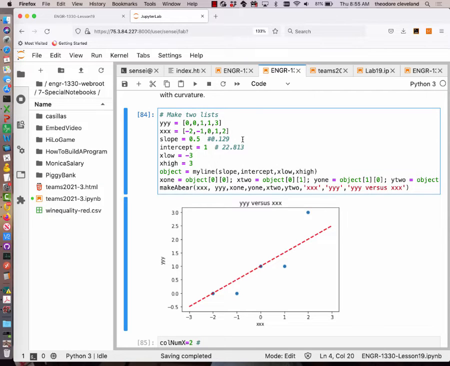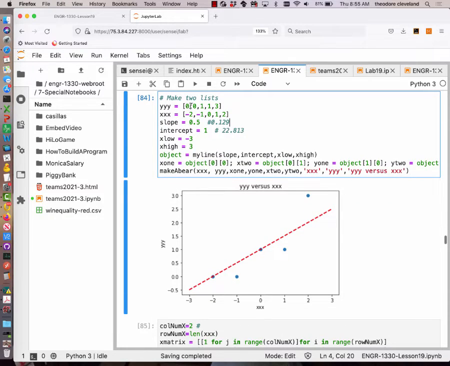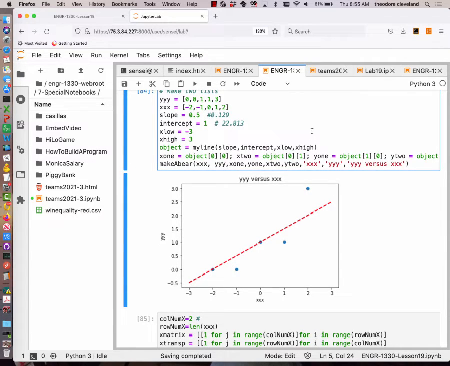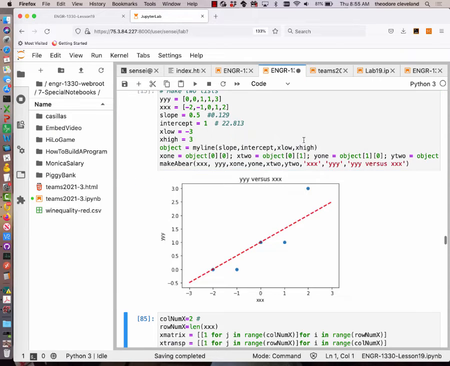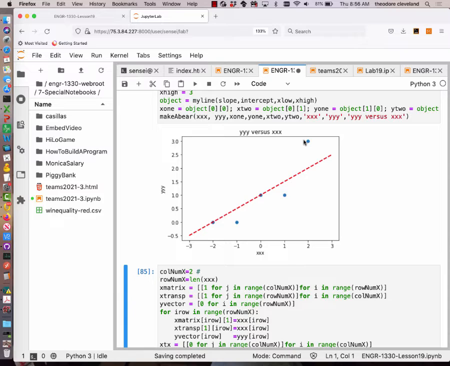So here we're going to just make 2 different lists. So 0, 1, and 3, and then minus 2, minus 1, 0, 1, 2. So the blue dots show us our list, and we have no idea what the correct slope and intercept is, so I guess the slope of a half, intercept of 1, will plot from minus 3 to 3. We run the thing, and there's our dashed line.